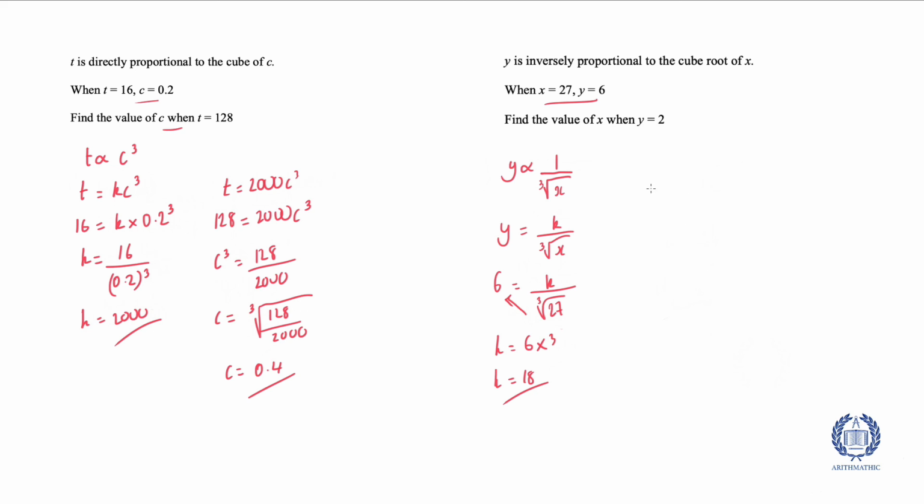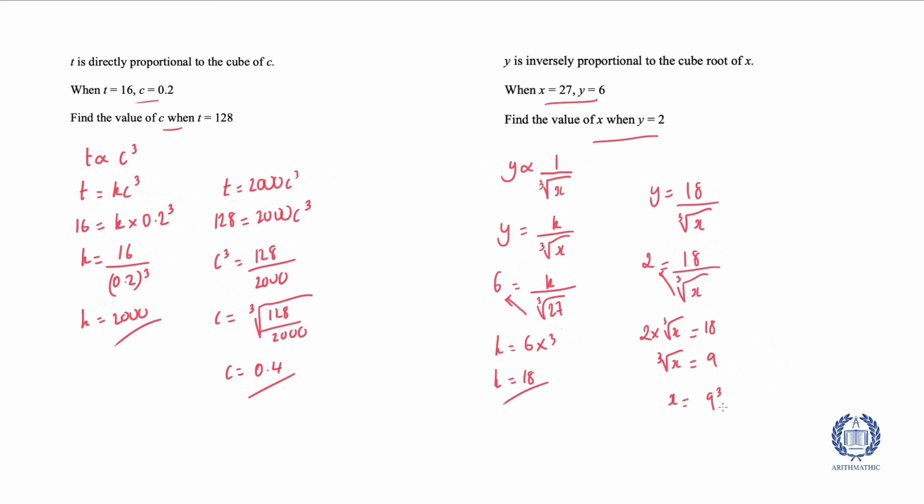Once we've got that, we can put it back into our equation. Y equals 18 over cube root of X. And we can now find our value of X when Y is 2. So if we put Y equals 2 here, that's 2 equals 18 over cube root of X. Cross multiply this, so you're going to have 2 times cube root of X equals 18. Because you want cube root of X by itself, move the 2 to the other side, so you're dividing because there's a times. So 18 divided by 2 is 9. Now, to get rid of the cube root, you do the opposite. The opposite of cube root is cube. So you're going to do 9 cubed, right?